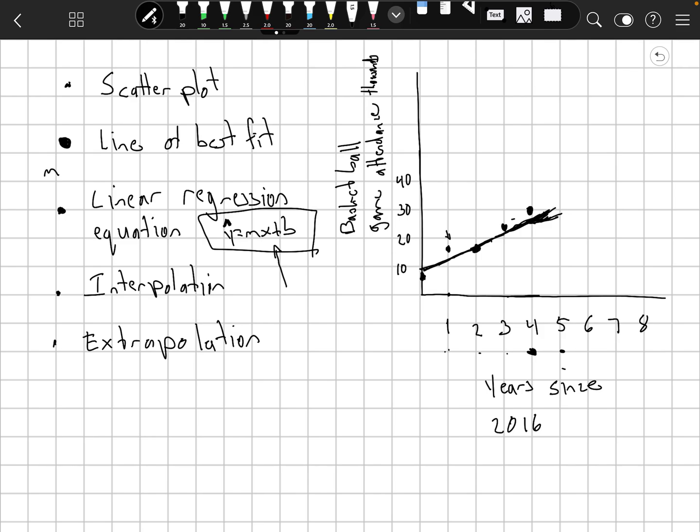So if you wanted to, we could kind of continue this line, kind of like this. We could even go backwards a little bit if we wanted to. And you could come up with an estimate. So if we were to take a look at this.